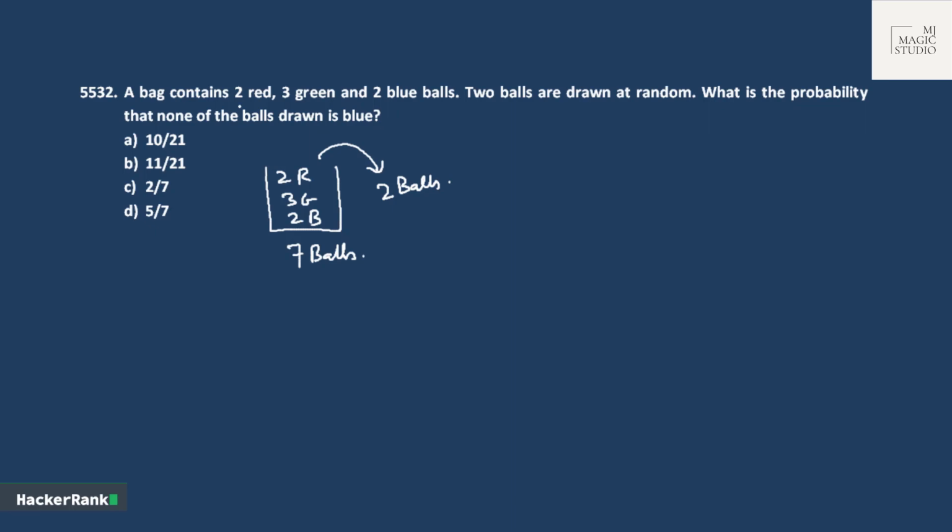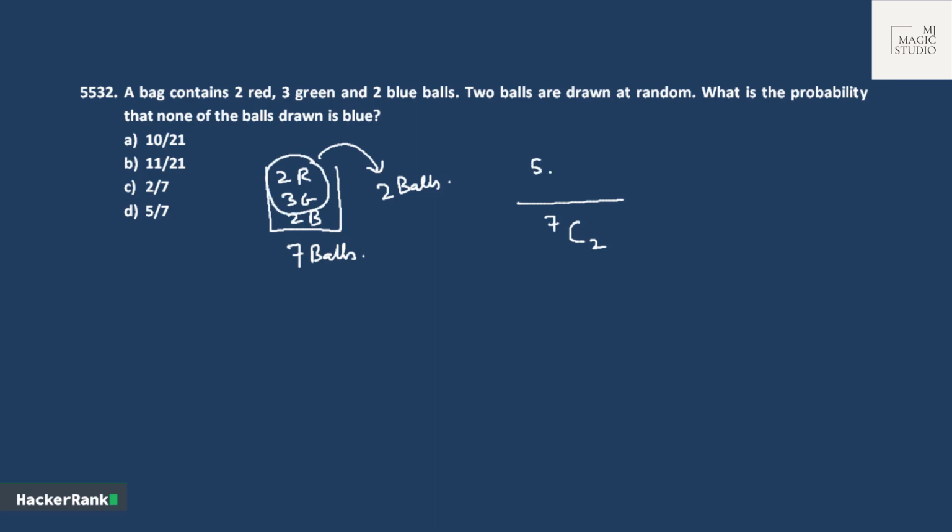Since nothing is given about how we are going to draw, it is always assumed that we are drawing these 2 balls at a time. We will use the concept of combination. So the total number of cases would be 7C2. No blue balls means the 2 balls should be from red or green itself.